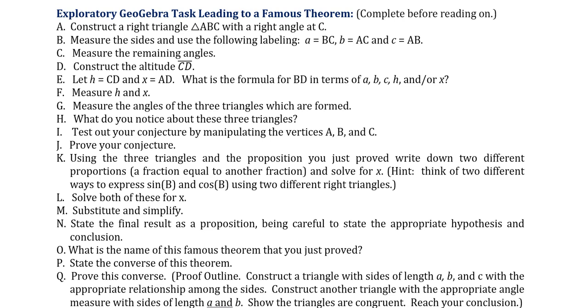And here's kind of an outline for the proof of the converse. Construct a triangle with sides of length lowercase a, b, and c with the appropriate relationship among the sides. Construct another triangle with an appropriate angle measure between the sides of length a and b, and have it have lengths a and b, and show those two triangles are congruent and reach your conclusion. If you've done the first part, this will make a little more sense.